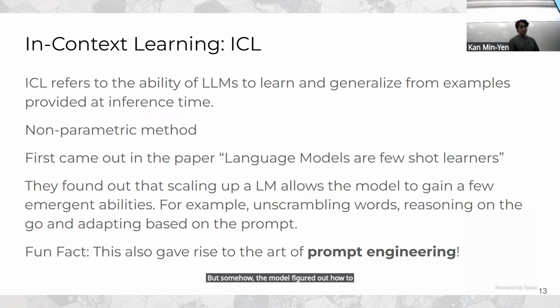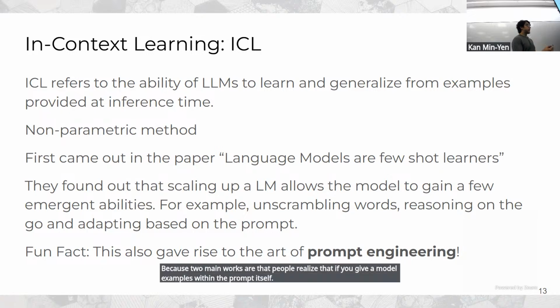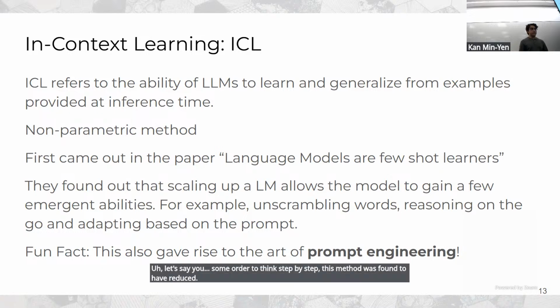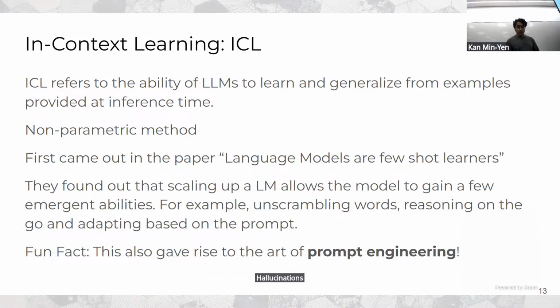These are abilities that you didn't train the model to do specifically, but somehow the model figured out how to do it. This paper also gave rise to the art of prompt engineering, because of two main findings. People realized that if you give a model examples within the prompt itself, the model will figure out how to do that task. Secondly, it gave rise to chain of thought prompting, a method where you ask the model to think step by step. This method was found to reduce hallucinations in a lot of cases.